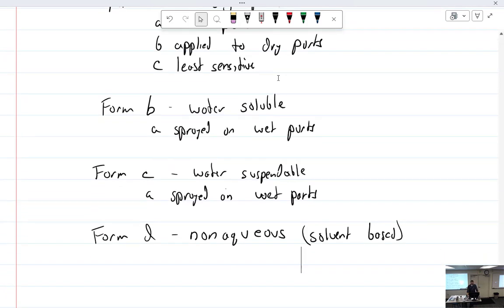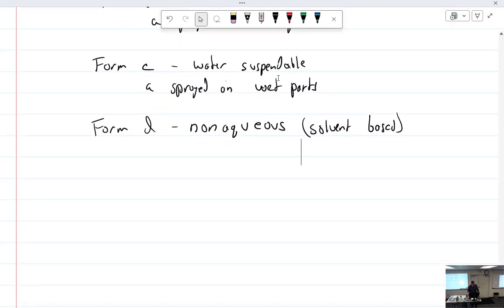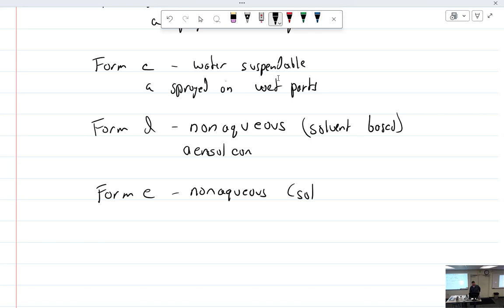Form B and C are both just spray bottles. I bought ours at the hardware store, just spray bottles. Non-aqueous solvent base is going to be an aerosol can. Aerosol can. And then form, I'm going to go back up to this. Form E, non-aqueous, solvent based, aerosol can.